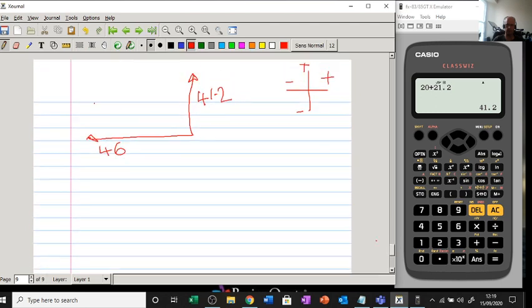The final thing we can do is work out, since this thing is now being pulled up at 41.2 and across at 46, which way it's going to go. It's going to go that way. That's the resultant force, so we can work that out now. 41.2 up and 46 across. We can work out the resultant from Pythagoras.